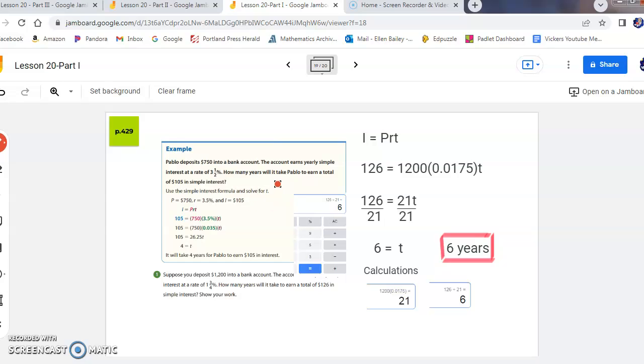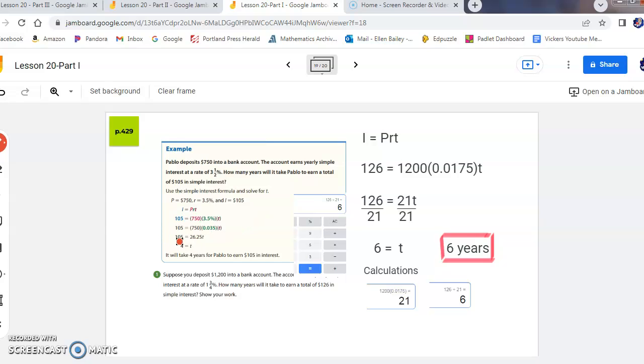So again, we're using algebra here. You plug in what you know where it belongs. Right here, the interest is 105, principal is 750, the rate is 3.5%. Note down here, we're changing it to a decimal. Since we don't know what T is, we're going to leave that as T. Remember, I have said to you before that algebra is often used for solving for the unknown. This is a case in point. We don't know what time is, so we leave that as a variable.